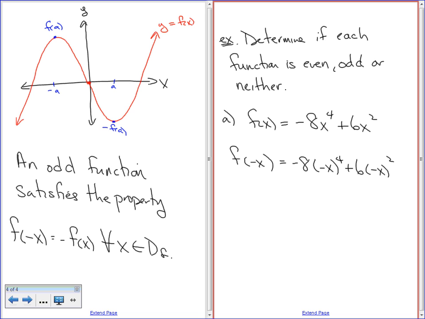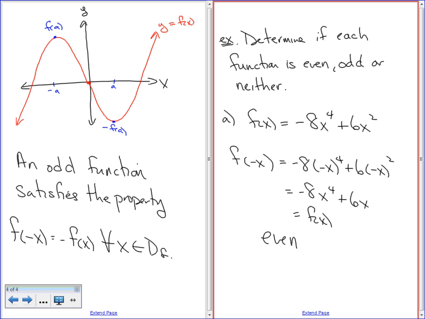So negative x to the power of 4 becomes positive x to the power of 4. And negative x squared becomes positive x squared. And you can see after I've plugged in my negative x and simplified, I end up with the original function. And since I end up with the original function, it's an even function.